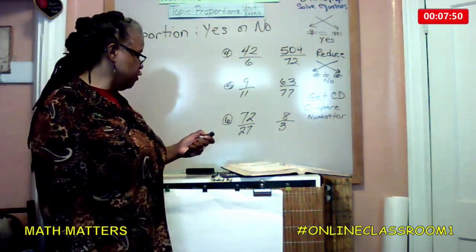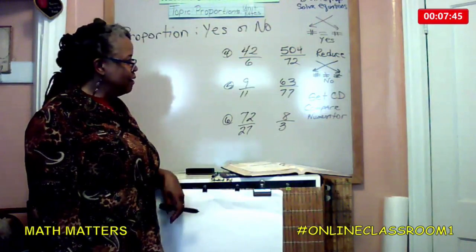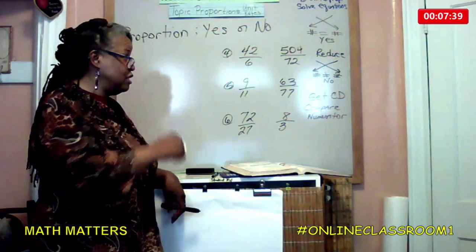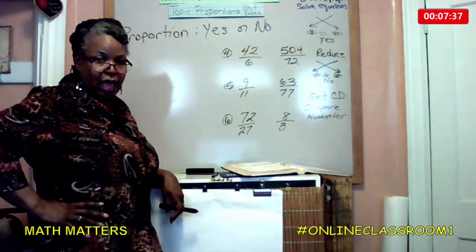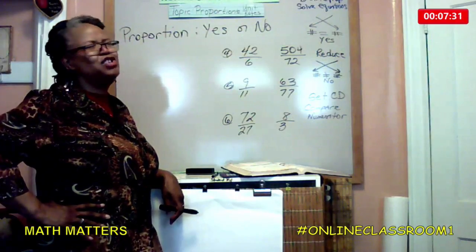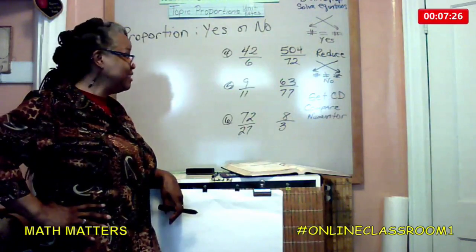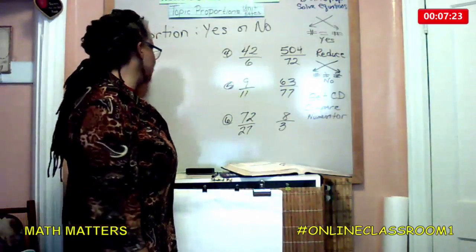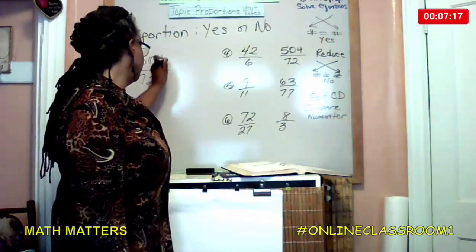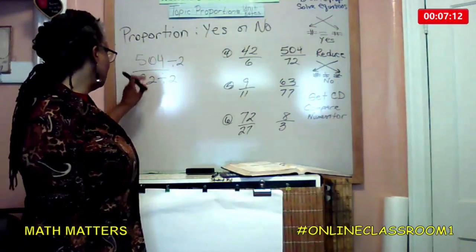504 over 72. I could check to see if 72 goes into 504, but I'm going to check a number that I know definitely goes into both. I'm going to be safe and divide the numerator and the denominator by 2. 504 over 72, divide both by 2.